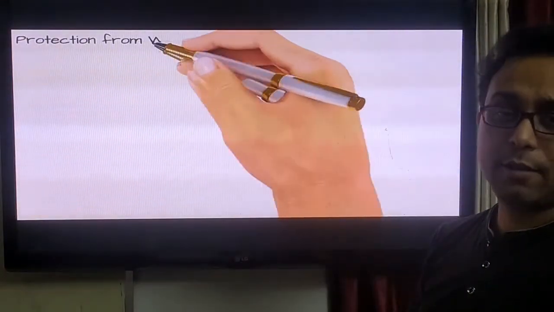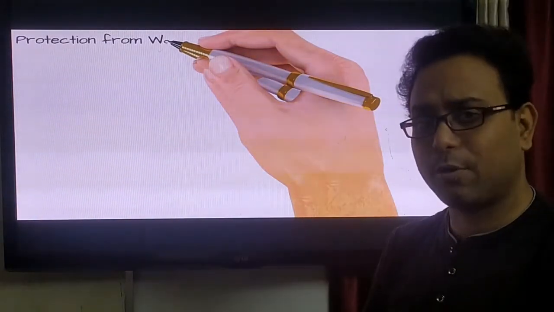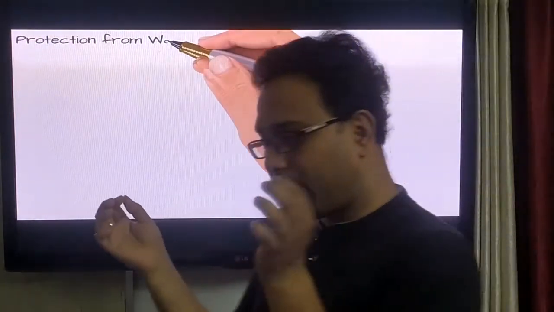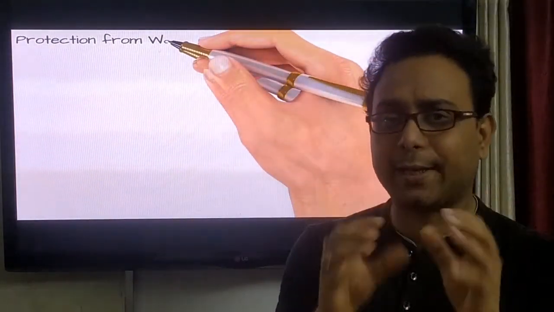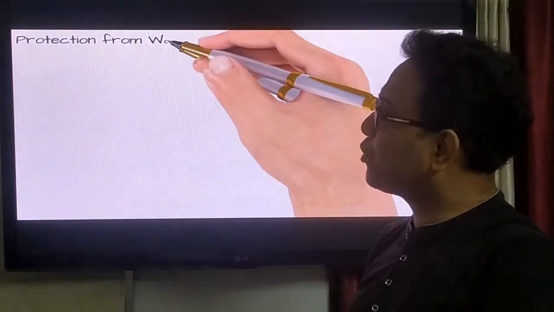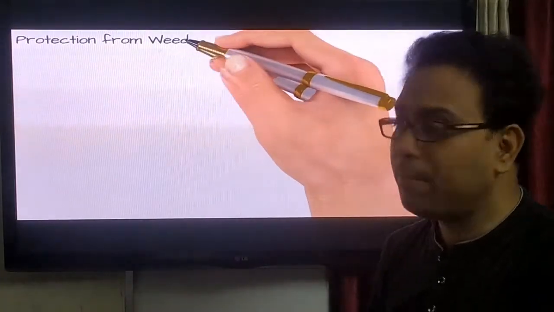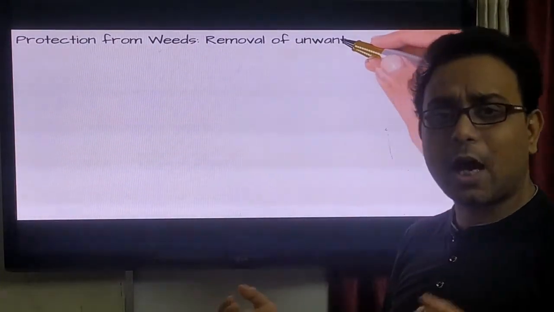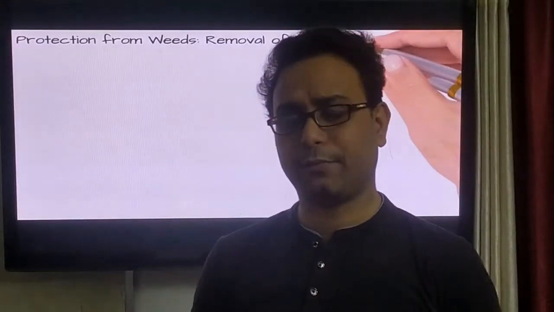The protection is also important. Plant growth may be sufficient, but if fungus or insects attack it, the production of the crops will be lower. Protection from weeds is required, and weeds means unwanted plants growing in the field.